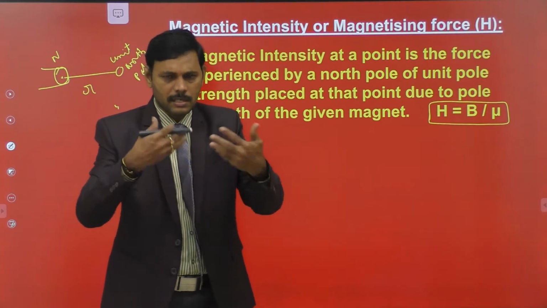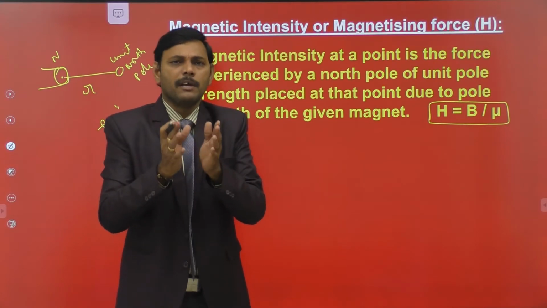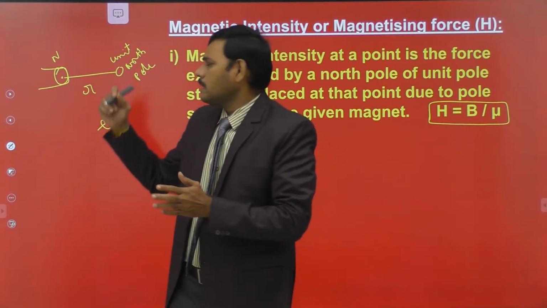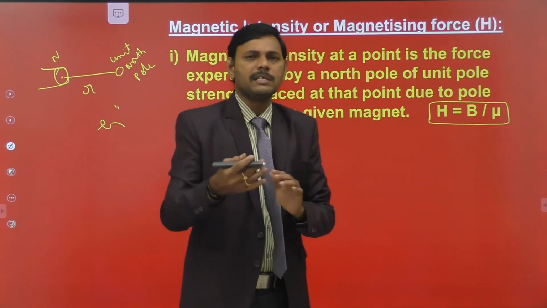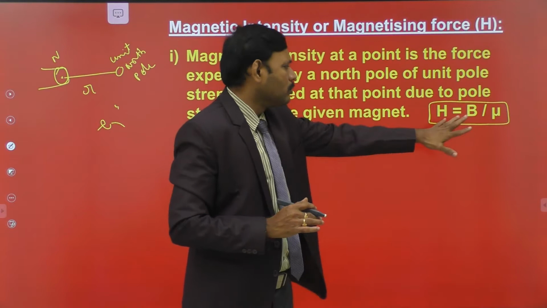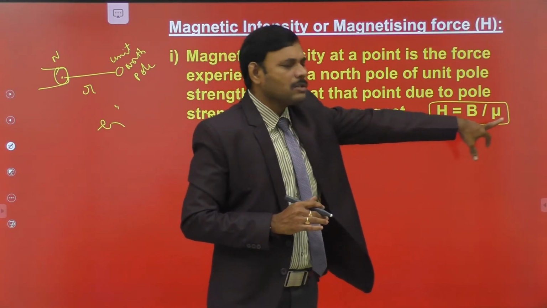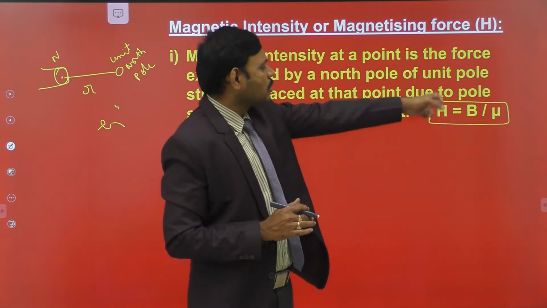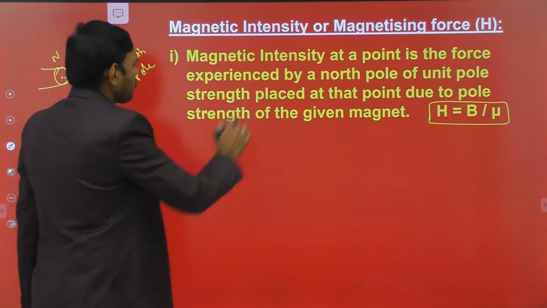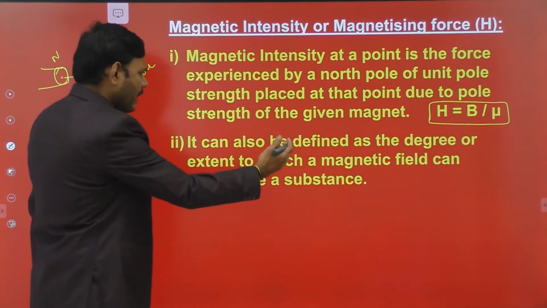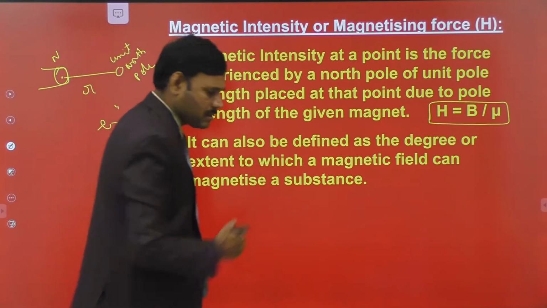If this experiment is observed in a particular medium, then it is B by mu. If this is calculated in free space, then this becomes mu naught. If it is conducted in any medium, B by mu, so mu is the permeability of the medium. The ratio of magnetic field induction to the permeability of the medium is also equal to the magnetizing field or magnetic intensity. It can also be defined as the degree or extent to which a magnetic field can magnetize a substance.